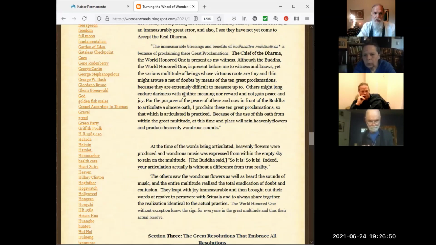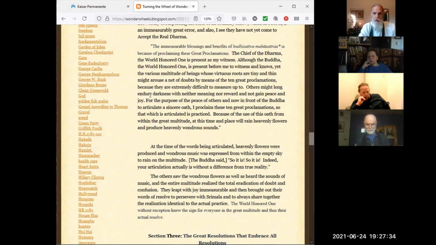Others might long endure darkness with neither meaning nor reward, and not gain peace and joy. This long endure darkness is a reference to the many unmeasurable rebirths, lives in rebirth, as well as the enduring of darkness within this life. And so we may long endure darkness and not find the meaning nor a reward, and not gain peace and not enjoy.